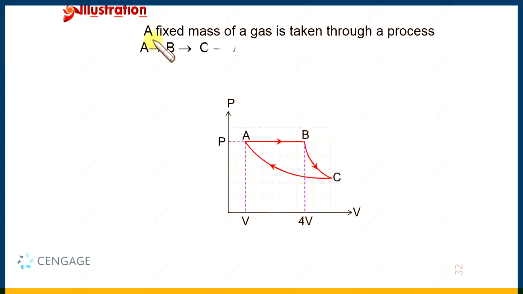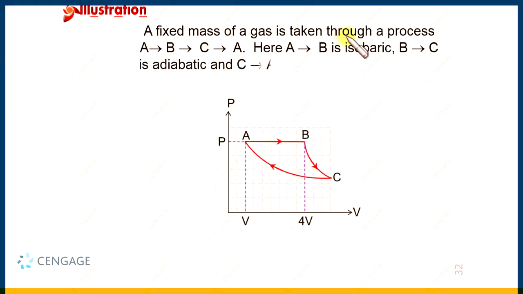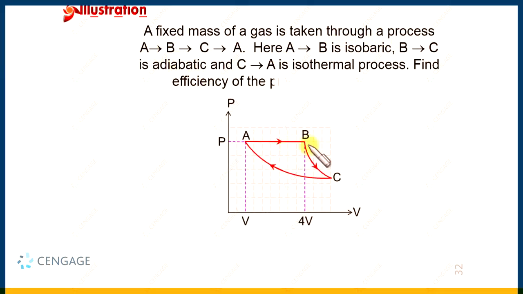In this illustration, a fixed mass of the gas is taken through process A, B, C and A. AB is isobaric. This is an isobaric process. BC is an adiabatic process, and CA is an isothermal process. Okay, we need to find the efficiency of the process, and here we are given gamma equal to 1.5.